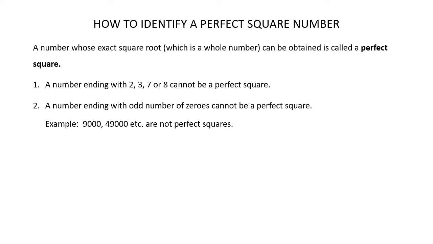So 900 also will be a perfect square, but 9,000 is not a perfect square because it has an odd number of zeros. Similarly, 49,000 is not a perfect square because it has an odd number of zeros, that is 3 zeros. 49,000 is not a perfect square.